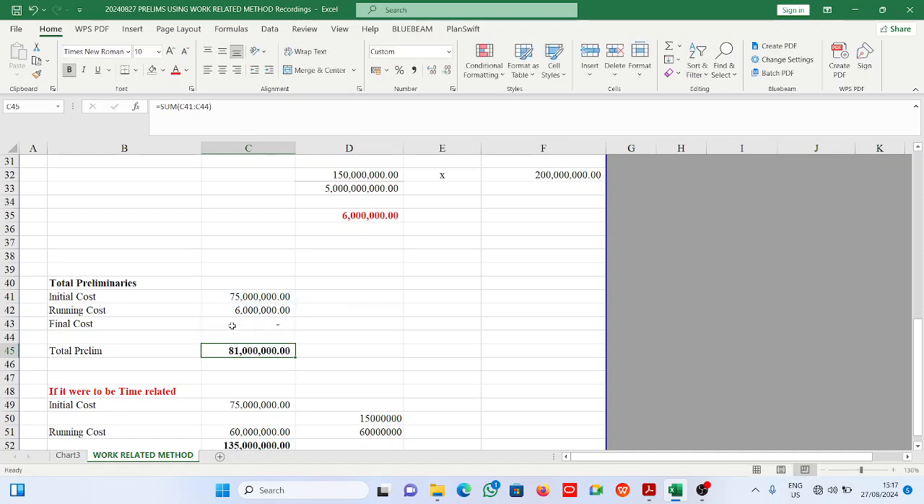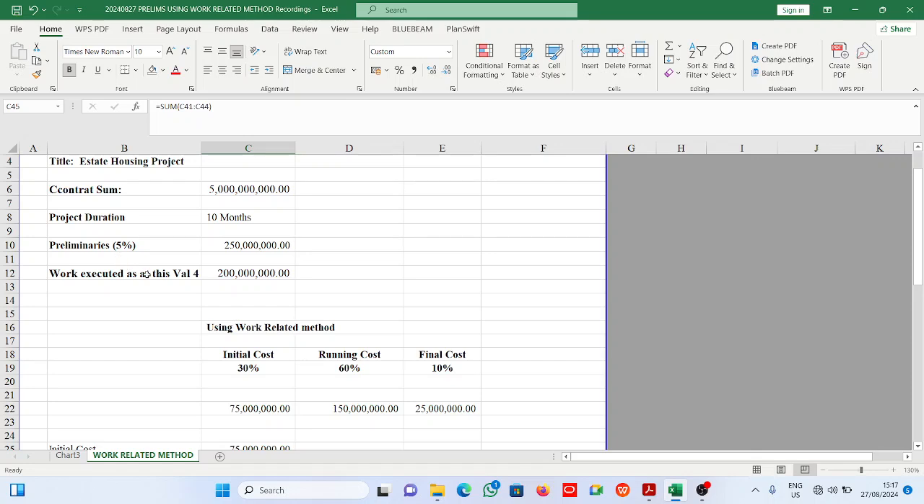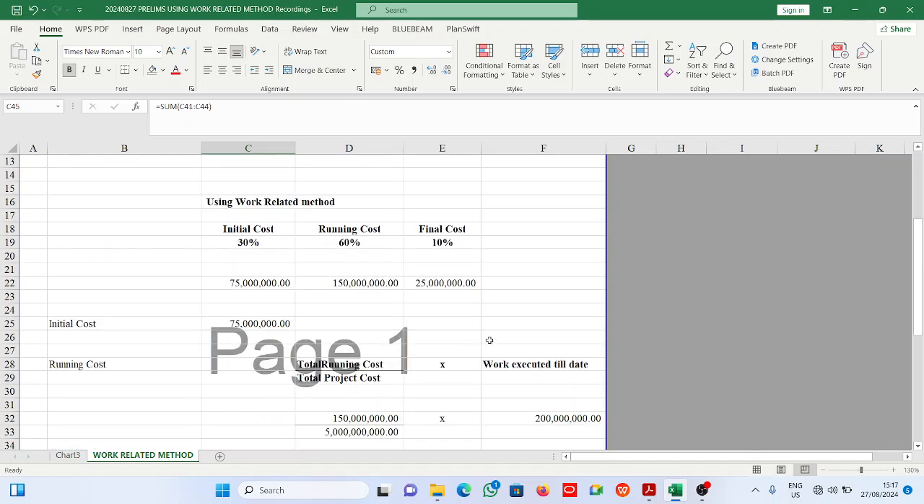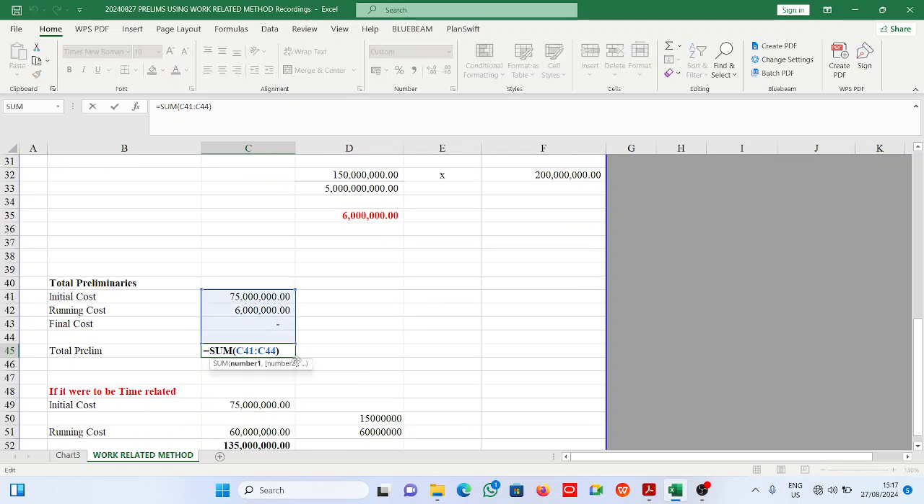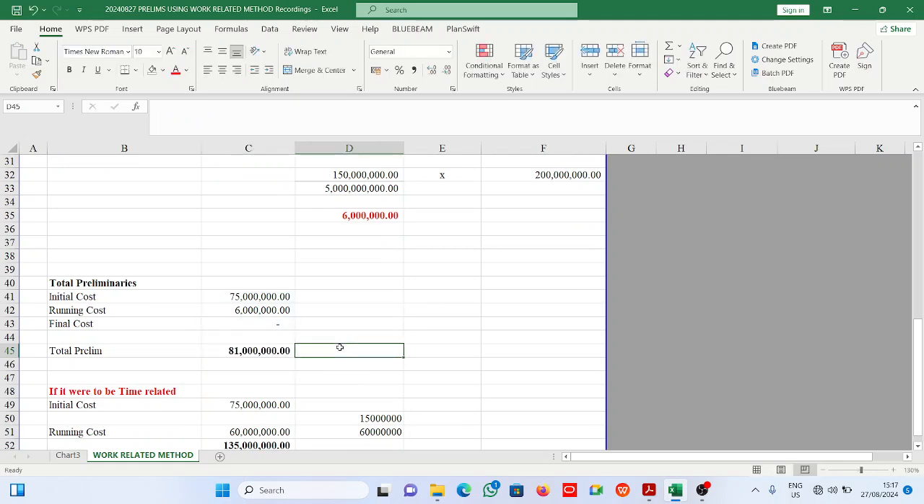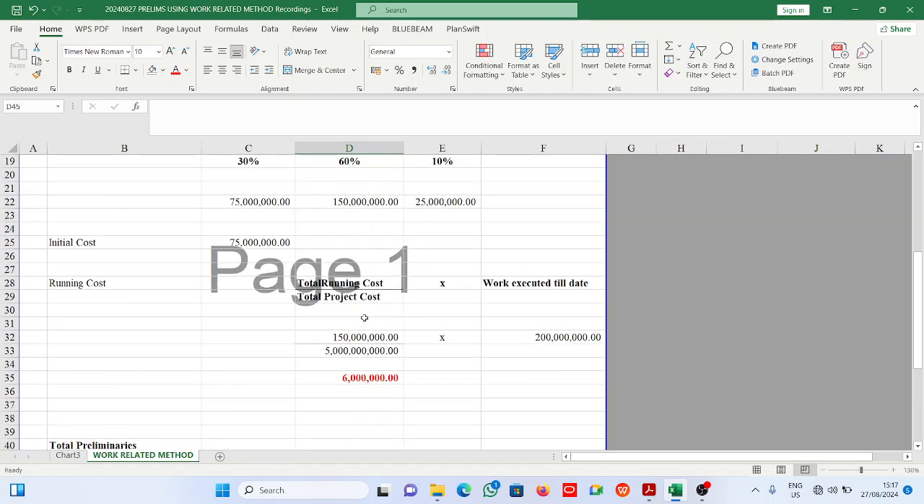Remember, if you can see here, there is no final cost. The reason is because this is still at valuation number 4. They are not at the end yet, where you start talking about demobilization. All right, then we have the preliminaries to be 81 million naira. So this is how you value preliminaries using the work related method.